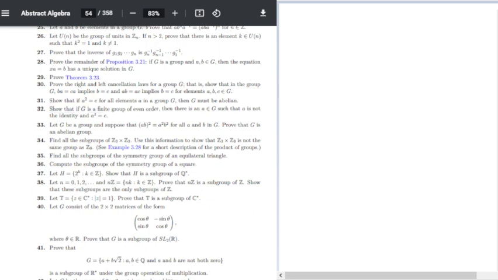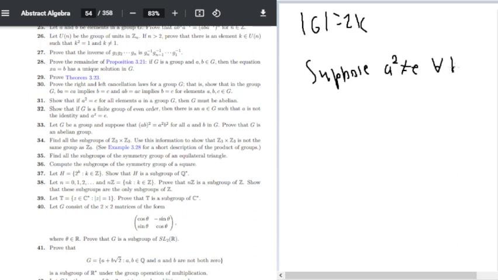Show that if G is a finite group of even order, then there is an A in G such that A is not the identity, and A squared is equal to E. So, the order of G equals 2k. Since the order of G is equal to 2k, suppose A squared is not equal to E for all A in G.